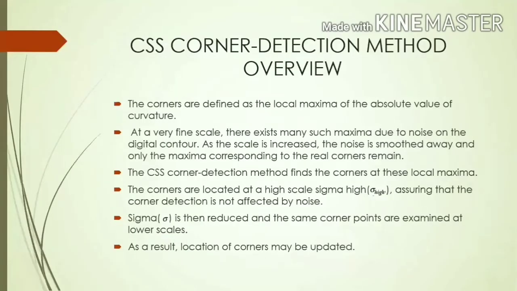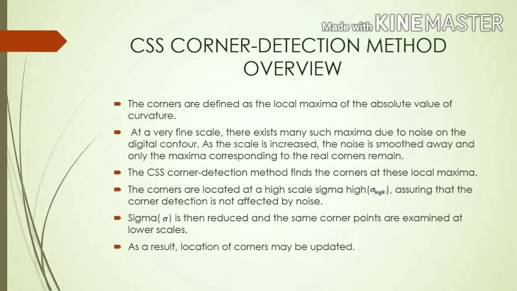Okay, let's start with the overview of the CSS corner detection method. First, the corners are defined as the local maximum of the absolute value of the curvature at a very fine scale. There exist many such maxima due to noise on the digital contour. As the scale is increased, the noise is smoothed away, and only the maxima corresponding to the real corners remain. The CSS corner detection method finds the corners at these local maxima.